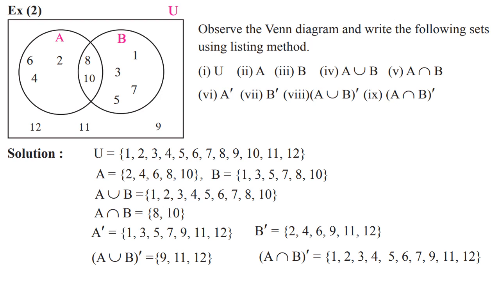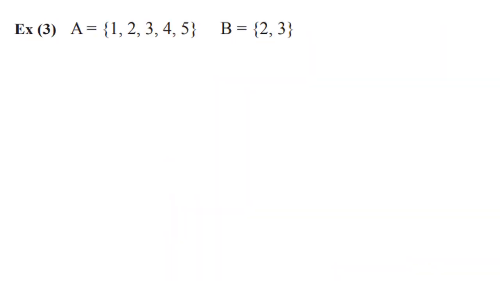Now let us go further towards the next example. Example number 3 here. Two sets are given. A has 1, 2, 3, 4 and 5, and set B has two elements, 2 and 3. What you can observe here is that elements 2 and 3 are present in A as well. That means all the elements of B are present in A. So what we can say here is B is a subset of A.